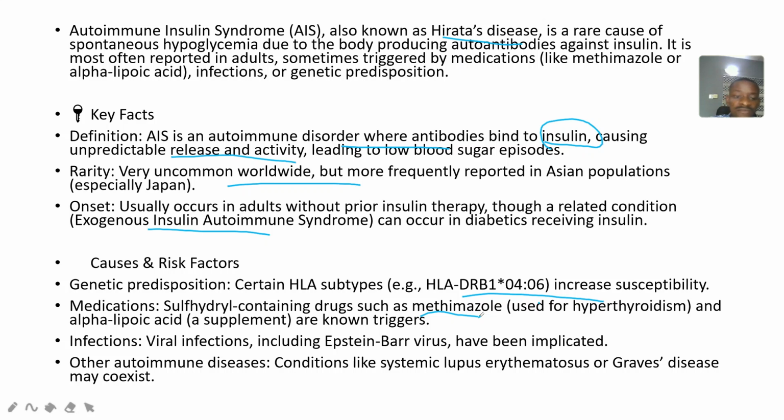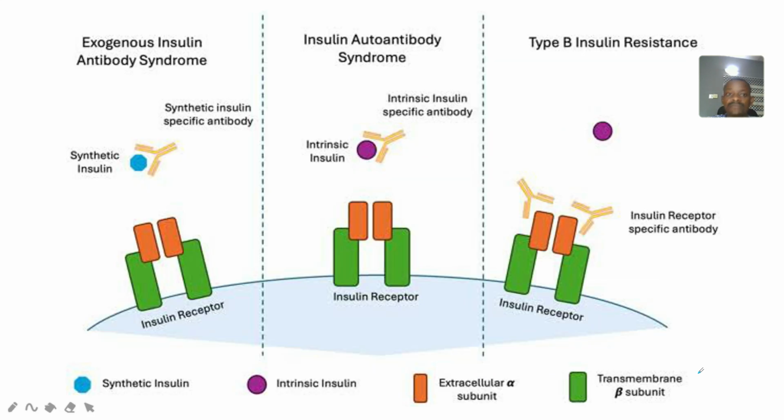So also if you have viral infection like Epstein-Barr virus, can also cause you this issue. And if you have other issues like systemic lupus erythematosus or Graves' disease, can also cause you this issue. Okay. So basis, your body is producing what? Autoantibodies that are attacking insulin.